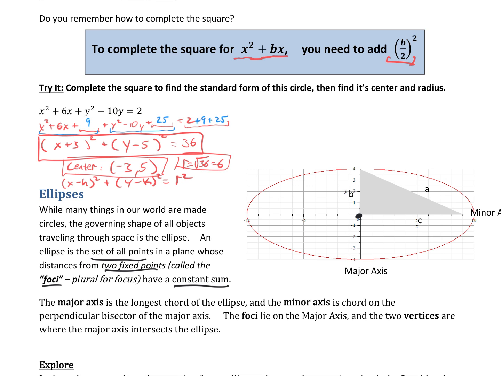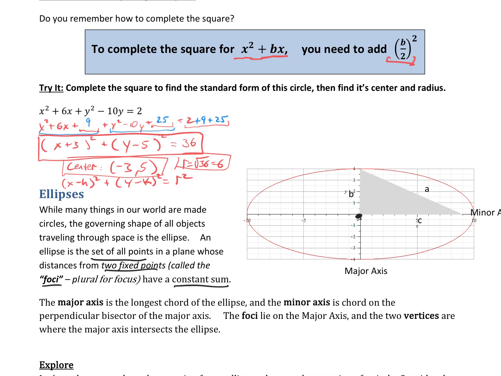So wherever the foci are here, which I believe happen to be here and here, okay, so this distance up and over there, the sum of those two black lines is going to be the same as the sum of this blue line and that blue line. All right, so that's how an ellipse is made. And hopefully some of this is a little bit review. We spent some time in a previous pre-calculus class.